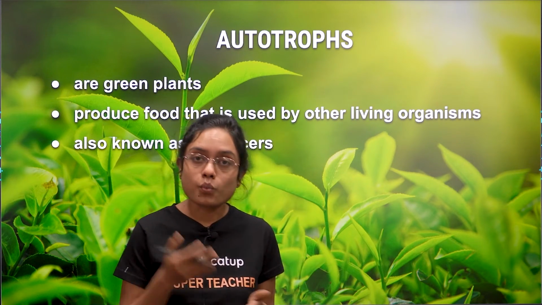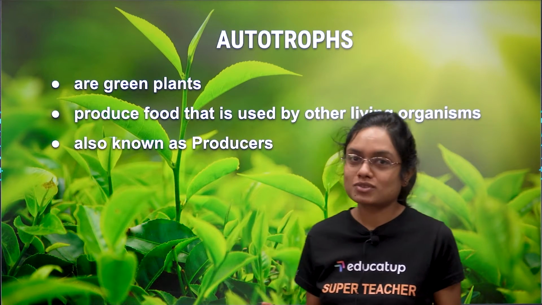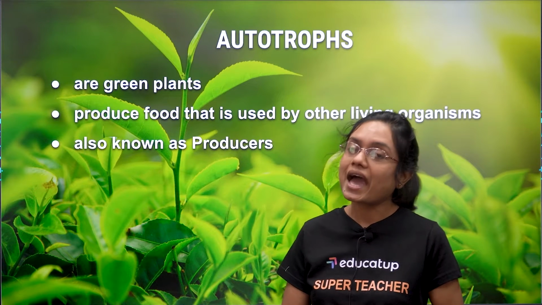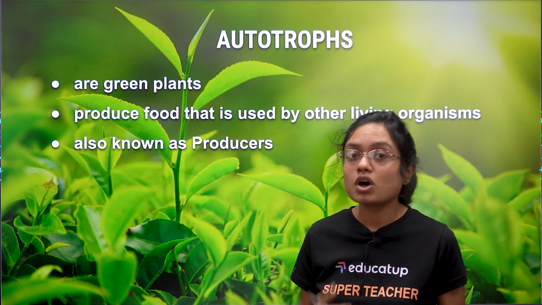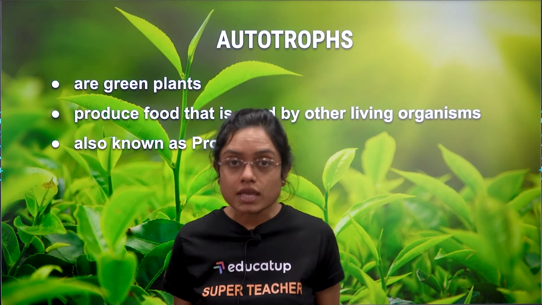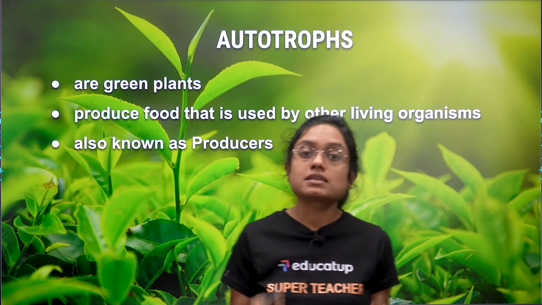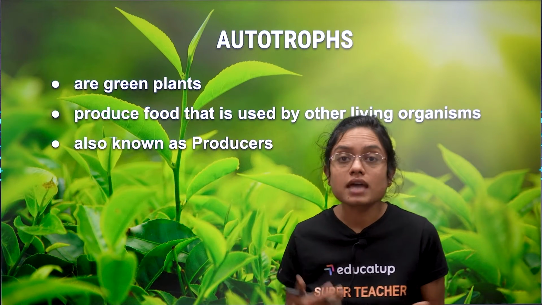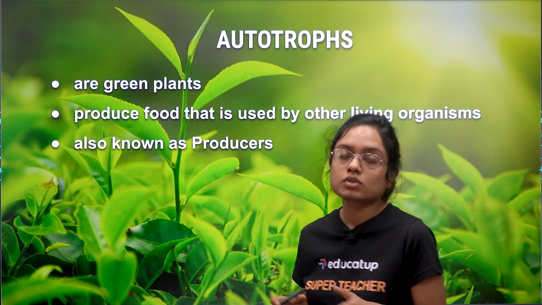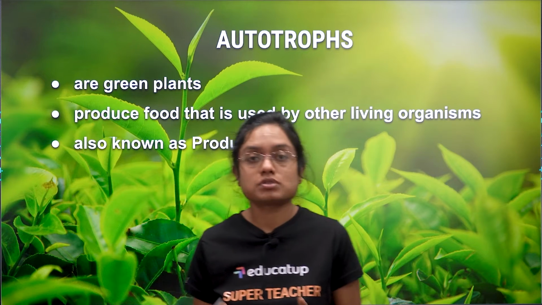Autotrophs. Now, which organisms are known as autotrophs? Green plants are known as autotrophs. They are also known as producers because they have the ability to produce or synthesize food inside their body. They are the only organisms which can do that. No other living organism has this ability of synthesizing food inside its own body. Only plants can do that, and that is why they are known as autotrophs or producers.